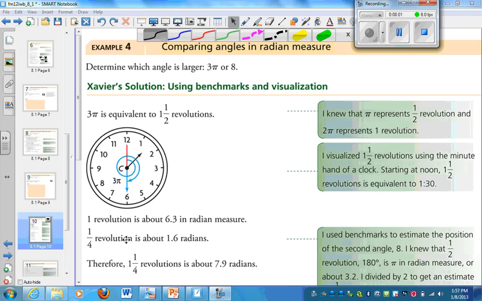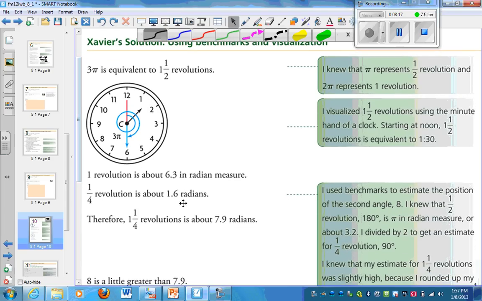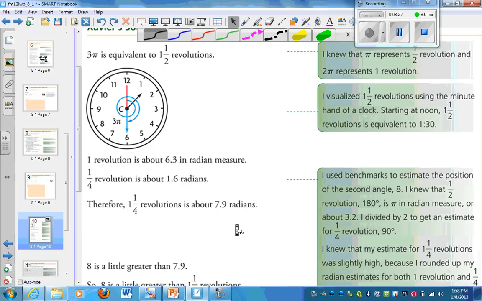So 1 revolution is about 6.3. I use the benchmarks. So I visualized this using the minute hand of the clock. Starting at noon, this was 1:30. Okay. 1 revolution is about 6.3. A quarter of a revolution is 1.6. Therefore, 1 1/4 is about 7.9.